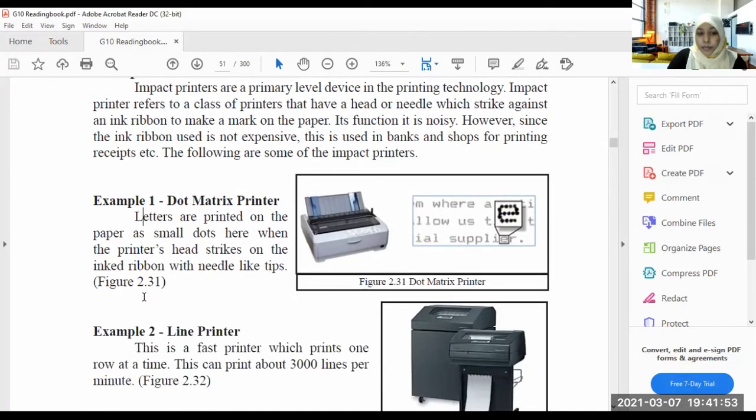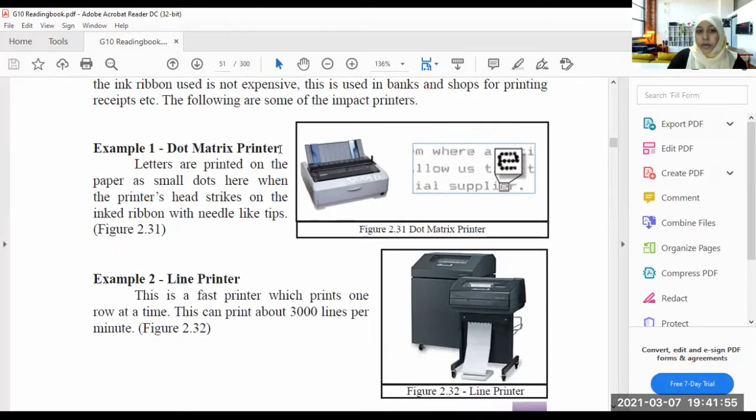So one of the examples of impact printer is the dot matrix printer. In a dot matrix printer, letters are printed on the paper as small dots when the printer's head strikes on the ink ribbon with needle-like tips. If you want to see more information about the dot matrix printer, you can go to YouTube and find these printers. Actually it produces a noise. Okay, so it is disturbing sometimes.